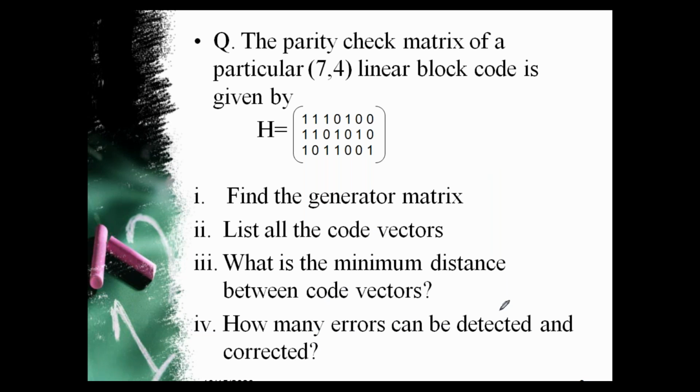Then how many errors can be detected and corrected? Here in this particular problem, you will get d minimum equal to 3. Therefore, by using this code, we can detect up to 2 errors and 1 error can be corrected, with d minimum equal to 3. Okay, hope that you can do it later.